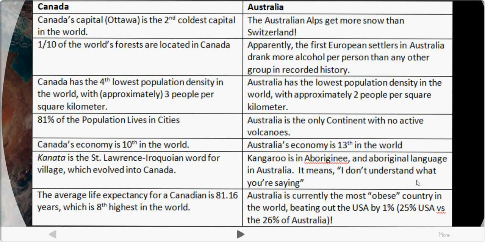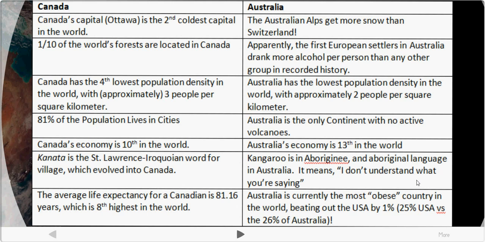Kangaroo, in Aborigine, which is the Aboriginal language of Australia, means "I don't understand what you're saying." I find this very interesting, so I'm not sure if this is true, but maybe the settlers thought the Aboriginals were saying the animal kangaroo, when really they were saying they're not sure what the settlers were saying, but now we know.